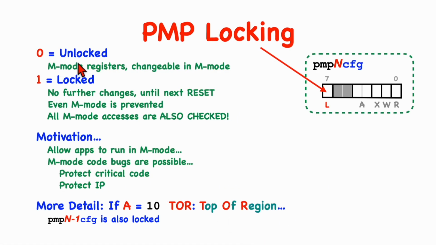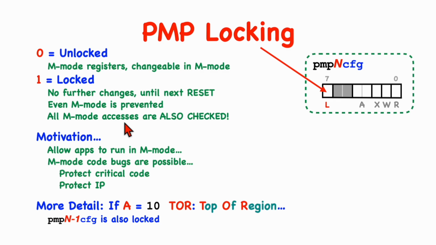When a region is unlocked, the corresponding address register and configuration byte can be changed by any code running in machine mode. But once the locked bit is set, things are very different. First, the address register and configuration byte become fixed and can't be changed, even by code running in machine mode. Upon system reset, all the registers start in the unlocked mode, but once locked, they can never be altered. So the region cannot be unlocked, and it'll stay locked until the next reset.